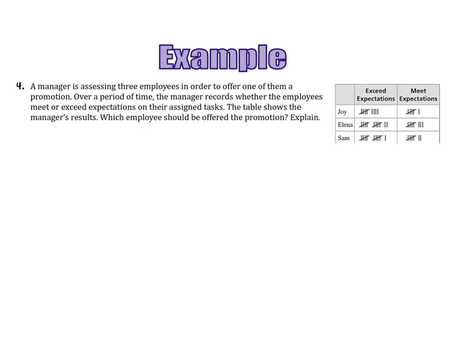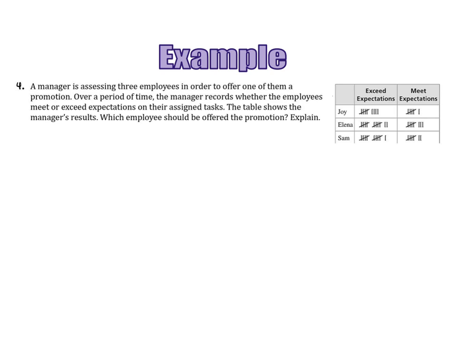All right, our last example: a manager is assessing 3 employees in order to offer one of them a promotion. Over a period of time, the manager records whether the employee meets or exceeds expectations on their assigned task. The table shows the manager's results. Which employee should be offered the promotion? Explain.